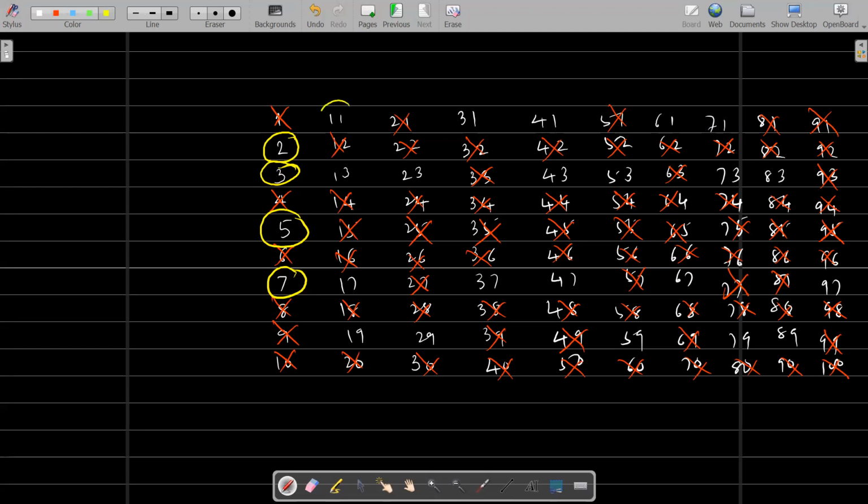That is 11. Cancel out all multiples of 11. And they are all cancelled. So check here: 11, 22, 33, 44, 55, 66, 77, 88, 99. Right? And we have reached the limit of 10. So now whatever numbers are left, which are uncut, they are all primes.